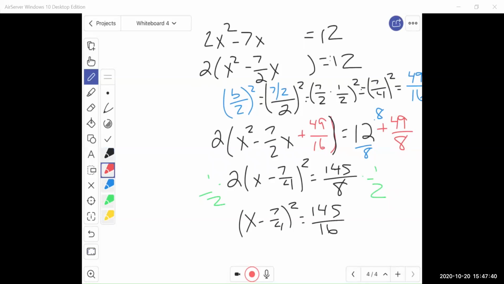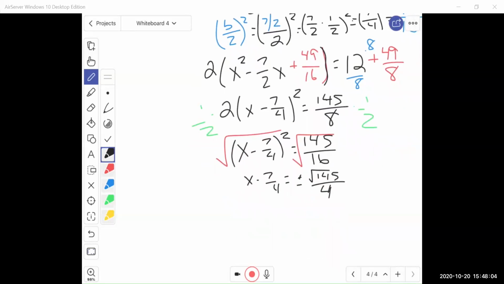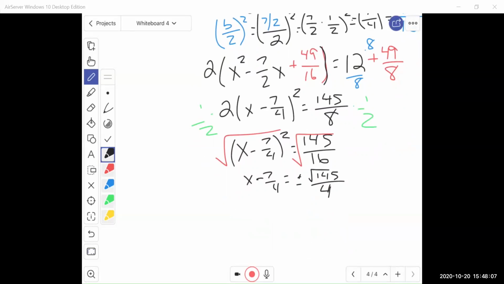Now I need to undo the square. To undo the square, I take the square root. So x minus 7/4 equals plus or minus the square root of 145, which I don't have a simplification for, but the square root of 16 is 4. And we're almost done. Now to isolate the x, I simply need to add 7/4 to both sides. So x equals 7/4 plus or minus the square root of 145 over 4.